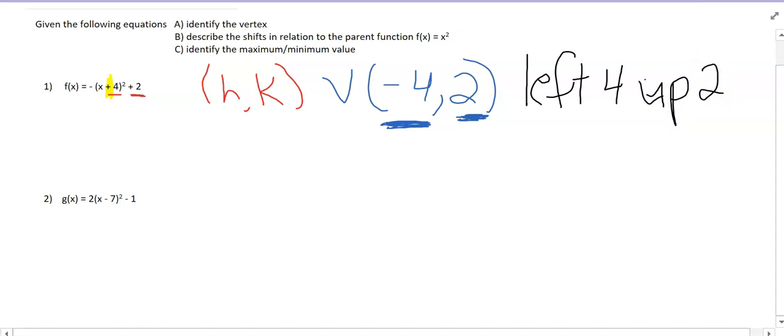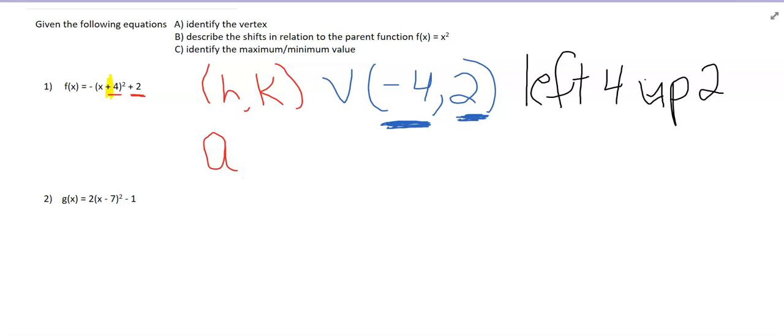And lastly, part C, identify the maximum or minimum value. So we look to a here. If a is positive, we know it's concave up. If it's negative, it's concave down. And in this case, a is -1, so it's concave down.